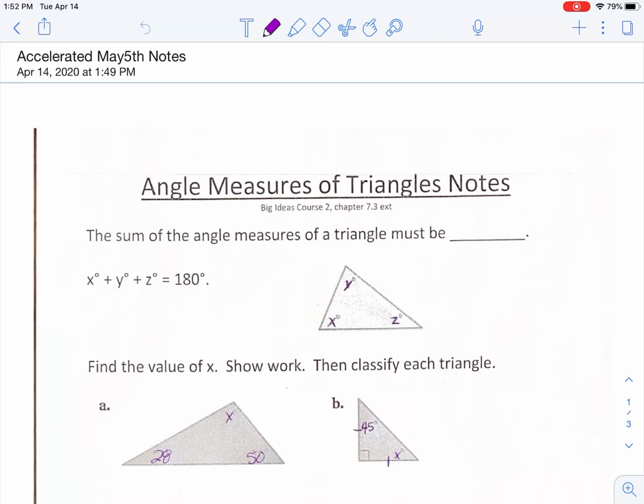Hello, period 3. This week we are going to work with triangles some more and try to find the angles inside the triangle, angle measures. So just like the previous weeks, we'll do notes today, we'll practice tomorrow and Thursday, okay?